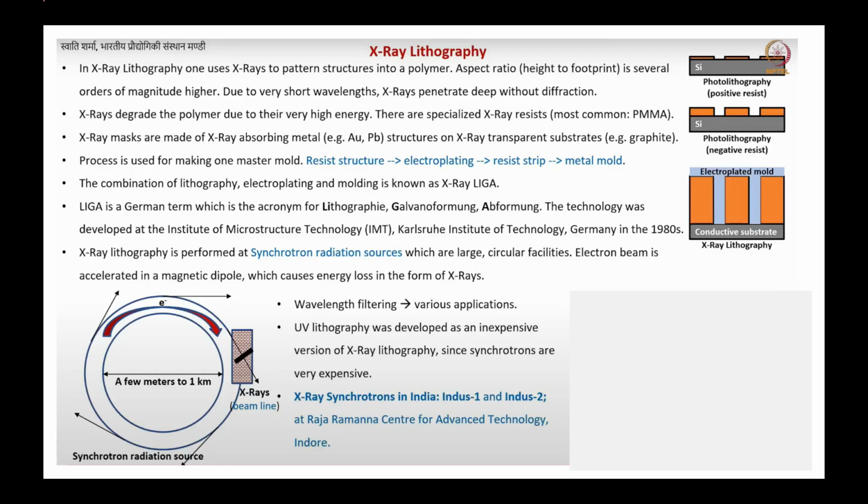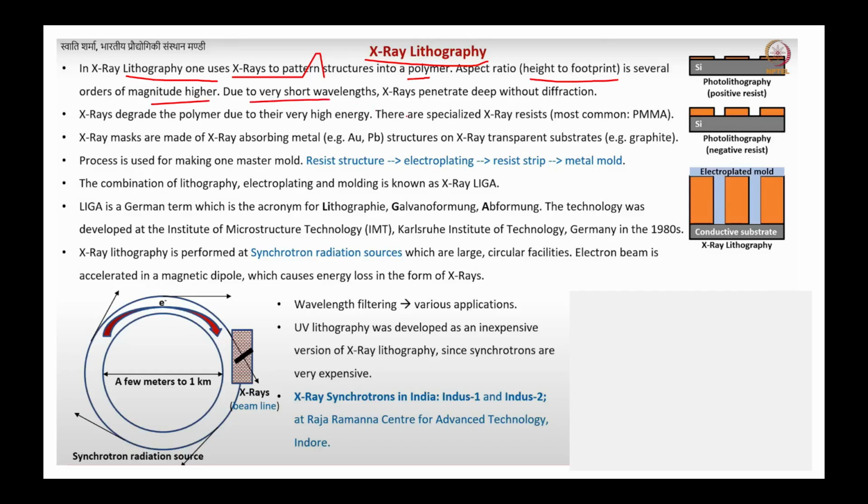So after photolithography, the next is X-ray lithography. Here in X-ray lithography, one uses X-rays to pattern structures into a polymer. There we were exposing to UV light, but here we will be using X-rays to pattern structures into a polymer. The aspect ratio, which you know is nothing but the height to footprint ratio, is several orders of magnitude higher due to the very short wavelength.